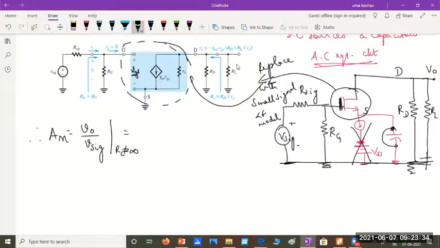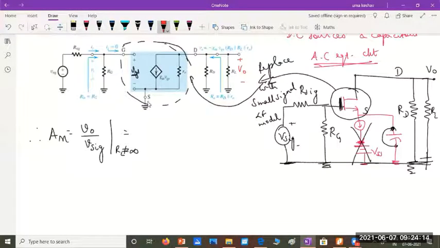Where do I measure the output voltage? The output voltage is measured here. See, all I have done is replace this MOSFET with its small signal model. The remaining elements I have written as they are. On the input side, you have Vsig, Rsig and Rg, same as what is there in the AC equivalent circuit, connected between gate and source. And on the output side, we have RD in parallel with RL, connected between drain and ground. Hence, we have just replaced the MOSFET here with its small signal model. That's all. We have done this often.